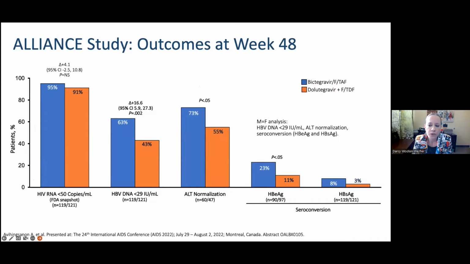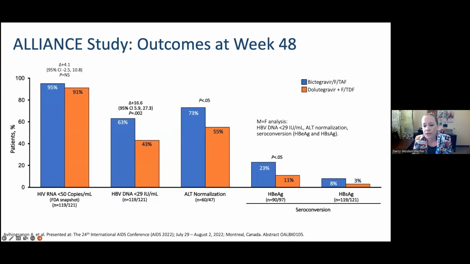But what's notable and what was different was that the TAF-containing regimen had higher rates of hepatitis B virologic suppression at week 48, as well as statistically higher rates of ALT normalization.